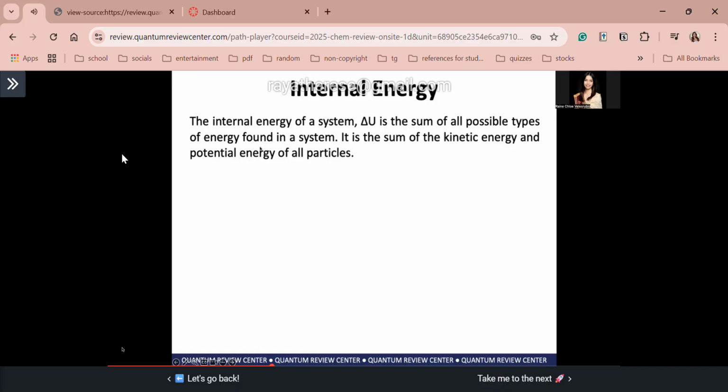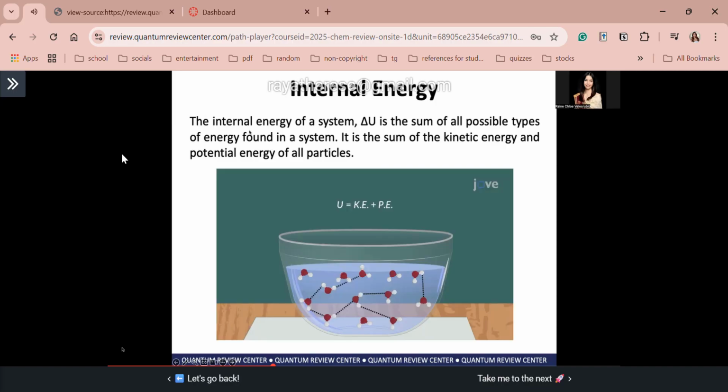So the internal energy of a system, delta U, or it can also be delta E in some references. It is the sum of all possible types of energy found in a system. So it is the sum of the kinetic energy and potential energy of all particles. So guys, tandaan ha, ang internal energy delta U, it can also be delta E. Kasi in some references, delta E ang tawag nila sa internal energy. So kapag sa board exam guys, kung lumitaw ang delta E, baka ma-confuse kayo, okay? So meaning yan is internal energy. So again, internal energy is the total of KE plus PE.